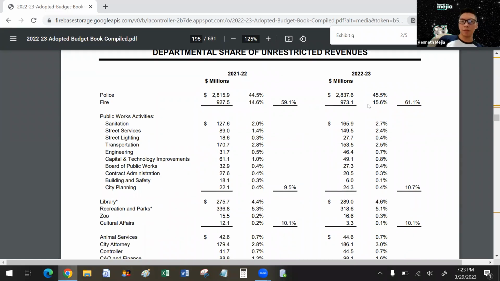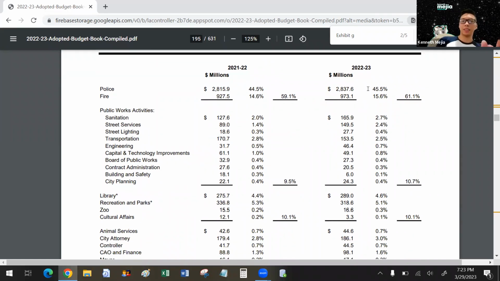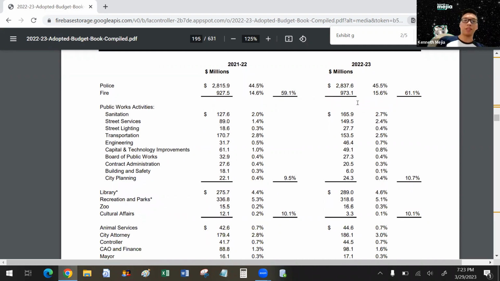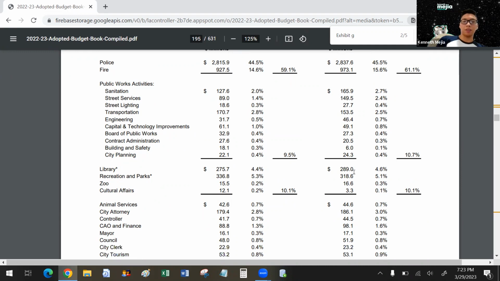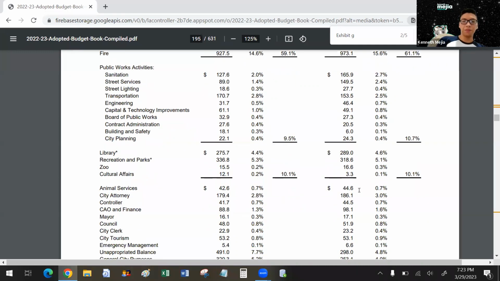So as you can see here, police take 45.5% of the unrestricted revenues. Fire comes second with 15.6%. You could see here too, how much different departments get, like public works, sanitation, street services, transportation, the library, how much they get of our discretionary fund, the zoo, animal services, 44.6%.